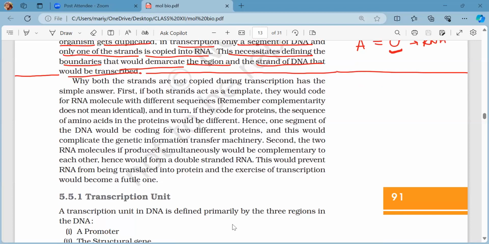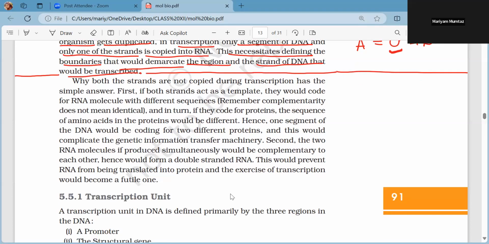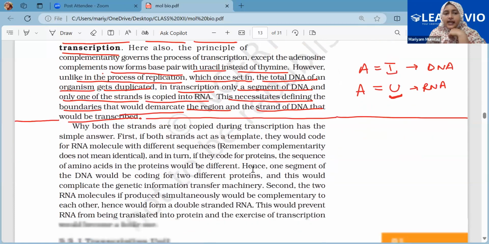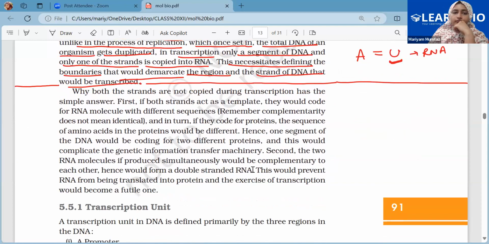So we were talking about transcription. Transcription is when the information of the DNA gets copied into the RNA, more particularly the mRNA. So let's continue.